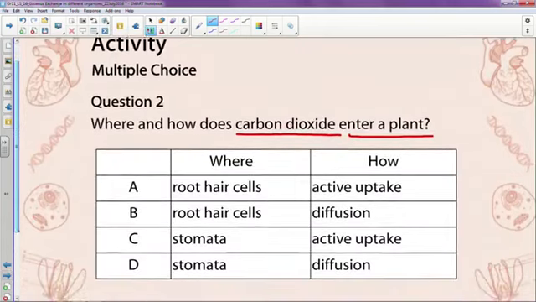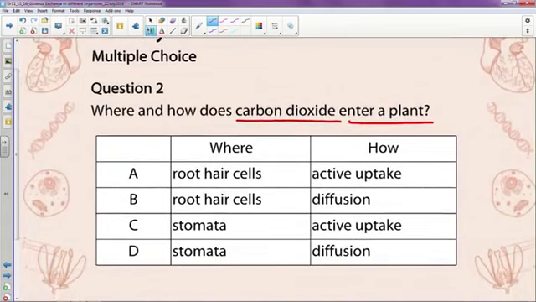So where and how does carbon dioxide enter a plant? Now remember that carbon dioxide is required for photosynthesis. Where does that enter? Does it enter through the root hairs? No, definitely not, because root hairs are areas which absorb water, and that's for the process of photosynthesis, but that's not where it occurs. It definitely occurs through the stomata, so we know that.